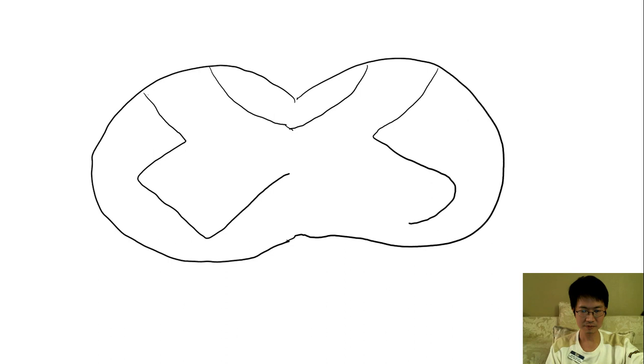Okay, this is a really bad drawing. This is the first time I use one hand to draw this. I hope you can tell this is the transverse section of a spinal cord. Okay, and let's see if you know what this is.